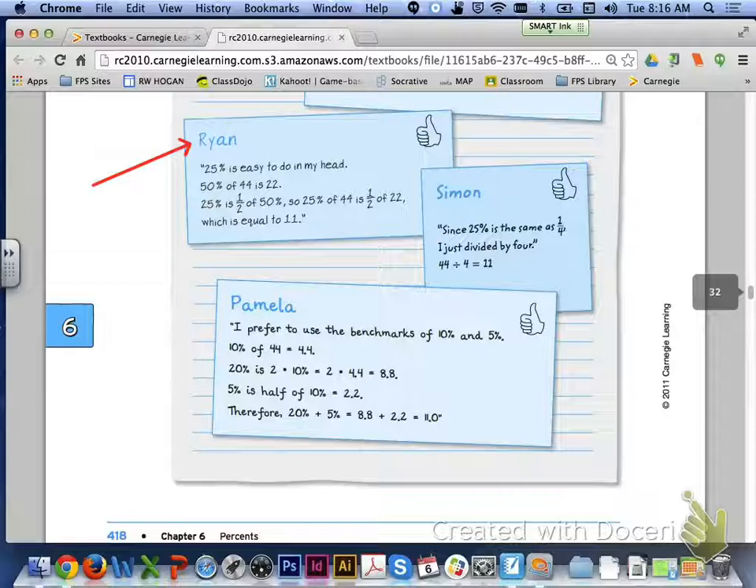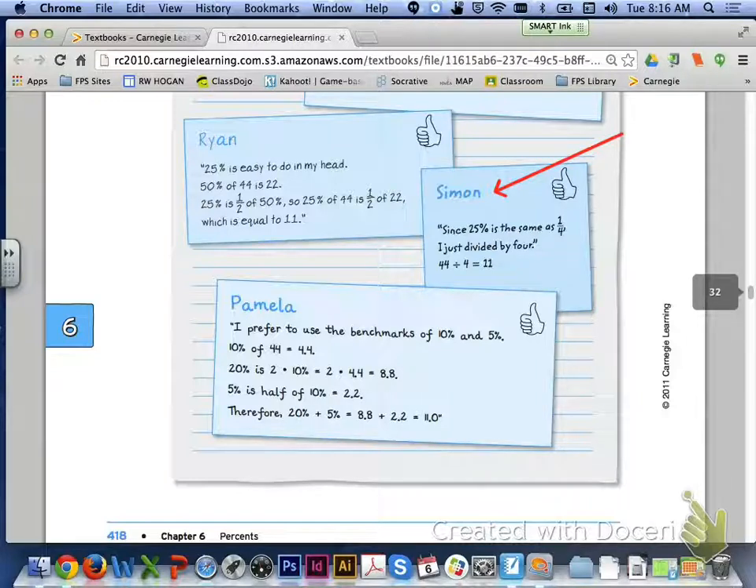Ryan says that 25% is easy to do in my head. 50% of 44 is 22. 25% is half of 50%. So 25% of 44 is half of 22, which is equal to 11. Ryan's method is going to be the most efficient to use when the percents can be converted to fractions like a 1/2 or a 1/4.